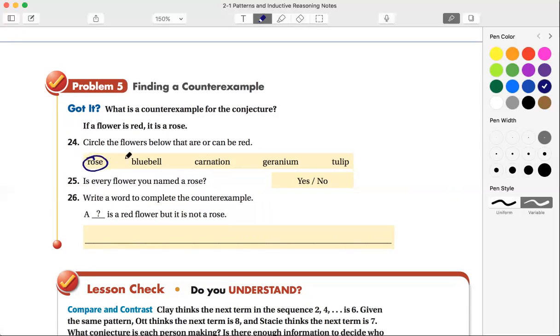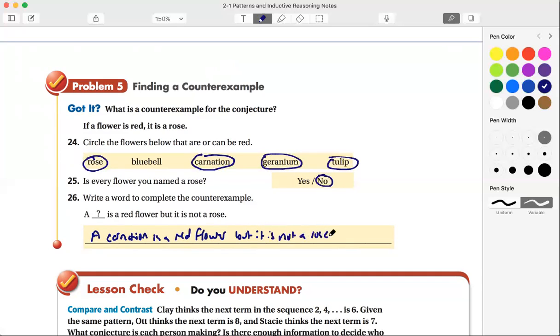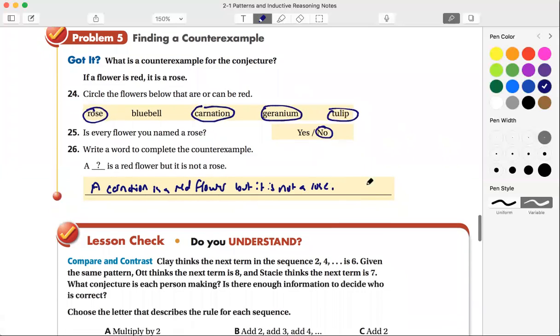Well, roses obviously are red. Are bluebells red? No, I don't think so. Carnations could be red. Geraniums can be red. And tulips can be red. So is every flower I named a rose? No. So write a word to complete the counterexample. A blank is a red flower, but is not a rose. So we can pick any of them we want. How about a carnation? So a carnation is a red flower, but it is not a rose. So we just found something that proved this conjecture false.